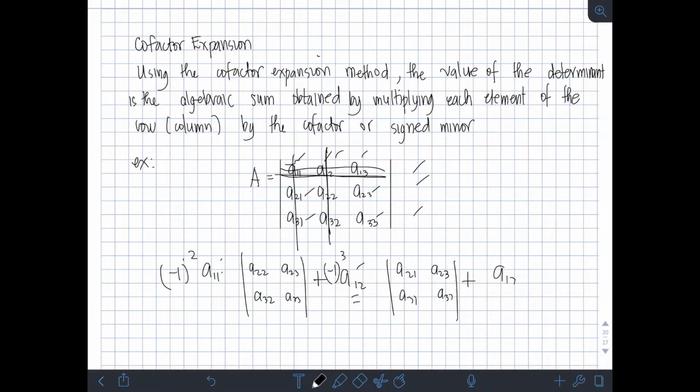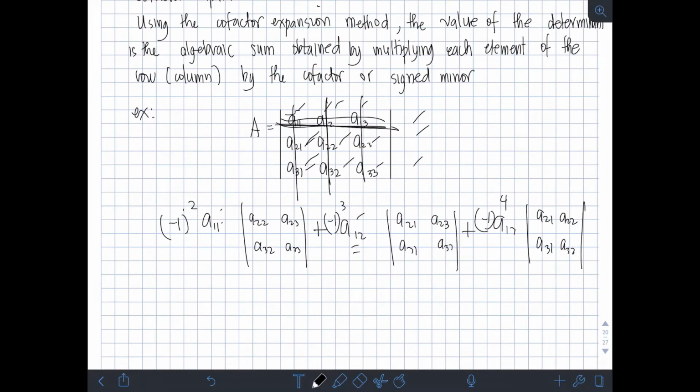Then, plus, last, ito naman sa A13, multiply natin sa cofactor niya. So, determinant ng, pag kinross natin yung column at row kung saan kabilang si A13, ang natira is A21, A22, A31, A32. So, determinant ng A21, A22, A31, A32, times negative 1 raised to, dahil element 1, 3 tayo, 1 plus 3, or 4. So, simplify lang natin.